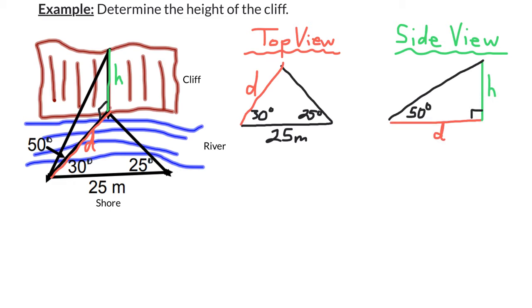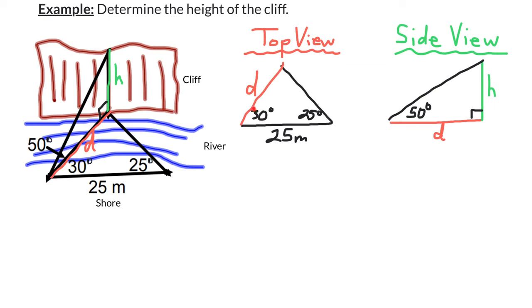So now I'm going to do the same tactic that I did in 2-dimensional problems. I'm going to solve for the shared side first. In this case, both triangles share side D. So I'm going to solve for D. So I'm going to look at the top view triangle.